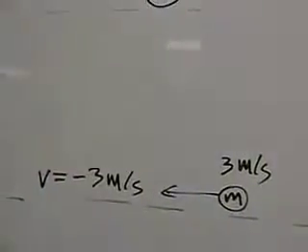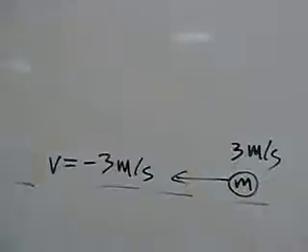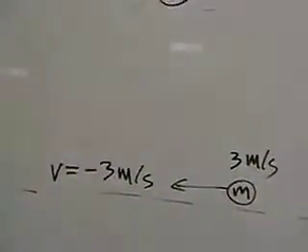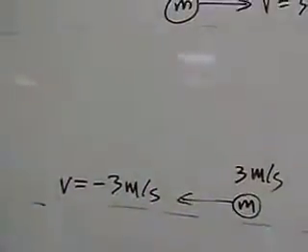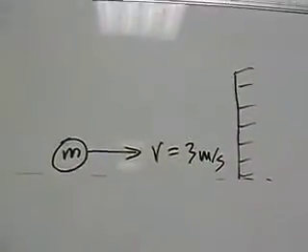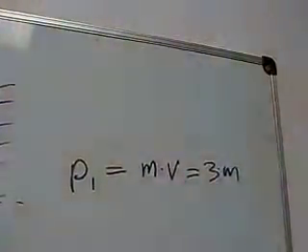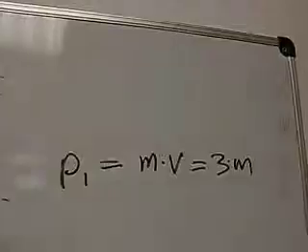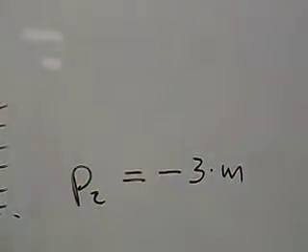So if we were to treat velocity as a vector, then if this was positive 3 meters per second, this would have to be negative 3 meters per second. As far as momentum, the momentum when the ball was moving toward the wall will be given by the product of mass times velocity, so 3 times m. In the second case, when the ball is moving away from the wall, the momentum now would be negative 3, that's for the velocity, times the mass, so negative 3m.